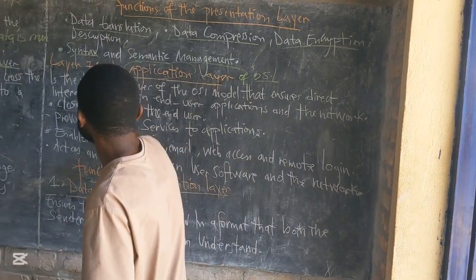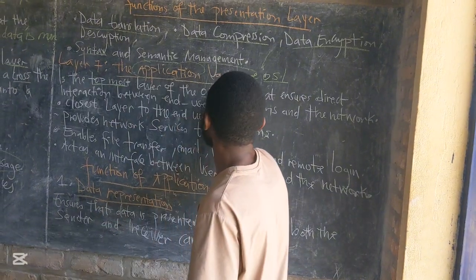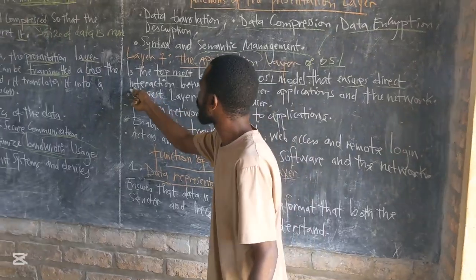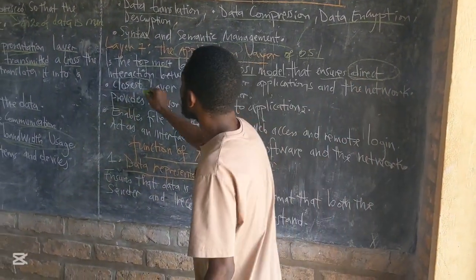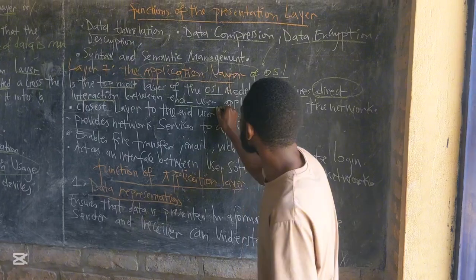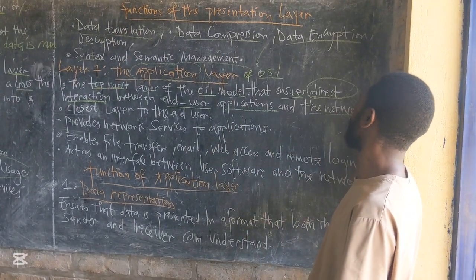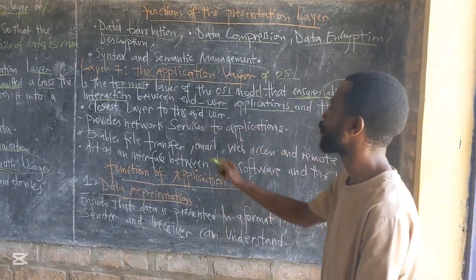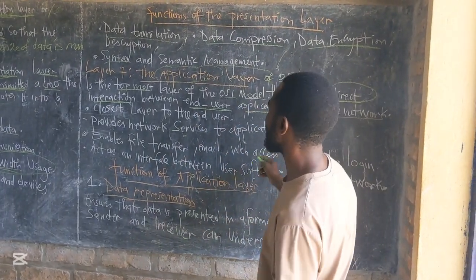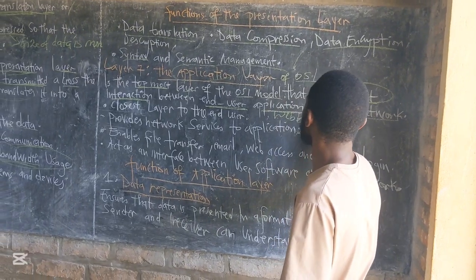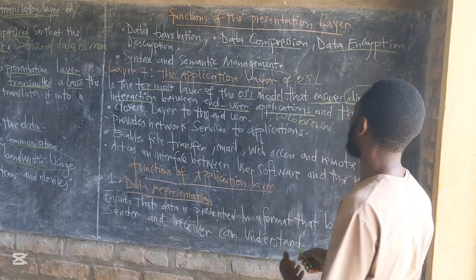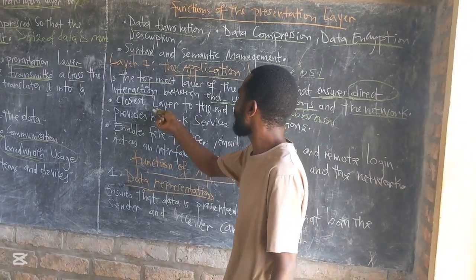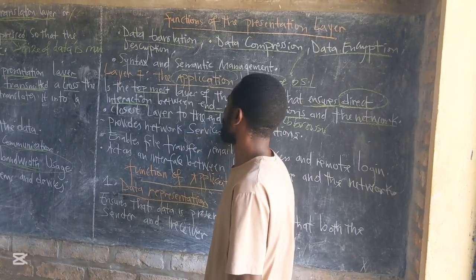It is the topmost layer of the OSI model that ensures direct interaction between end user applications and the network. Ensures direct interaction between end user applications, that may be a web browser and so on, and the network. Closest layer to the end user.